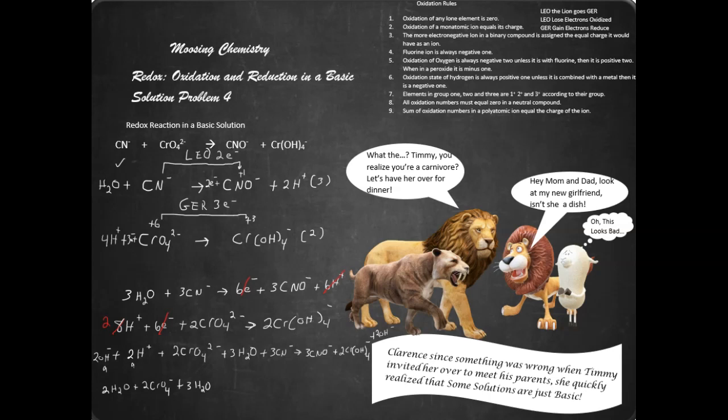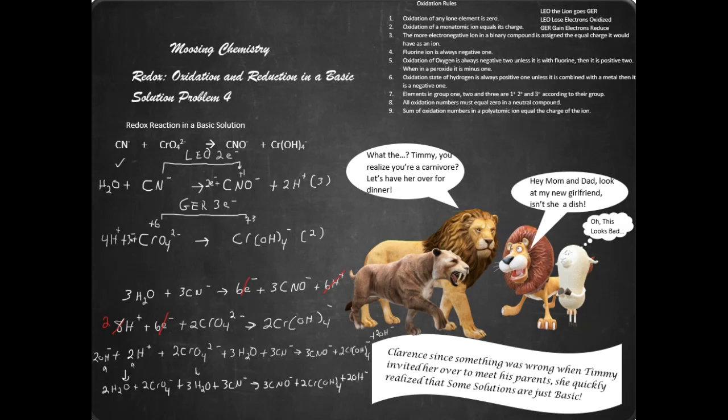3H2O plus 3CN negative yields 3CNO minus plus 2CrOH4. Another one of those ugly looking 4s again. It's not been a very good 4 day for me, but we can make these days better, of course. Plus 2OH negative.